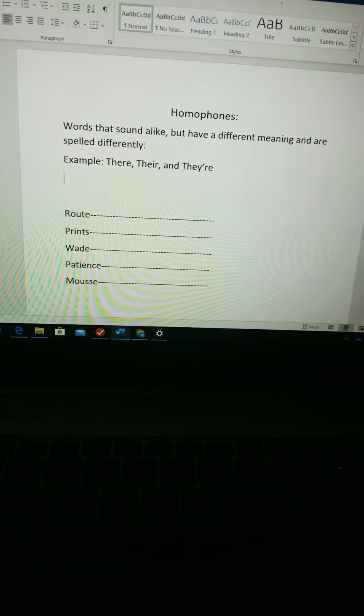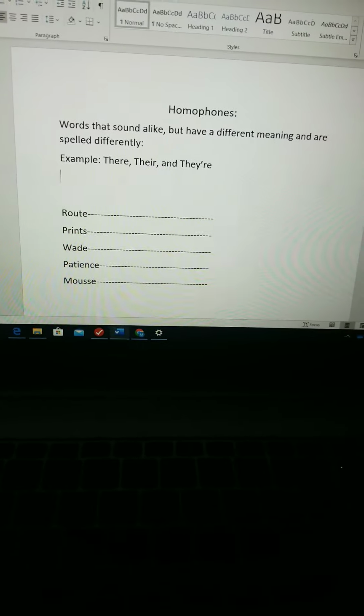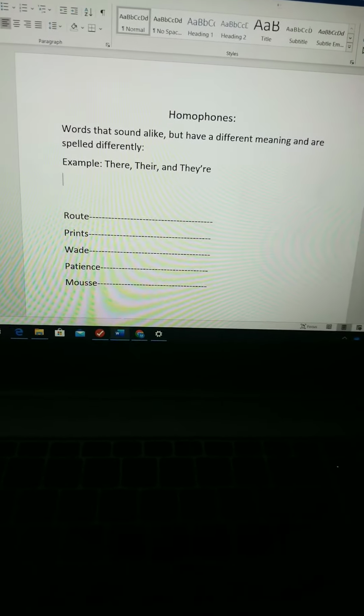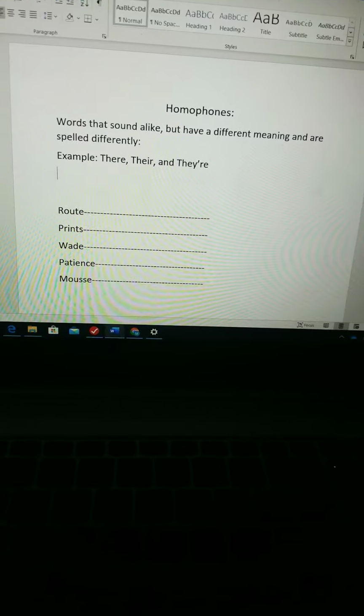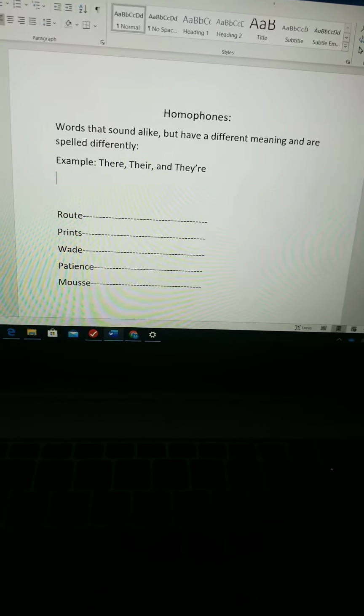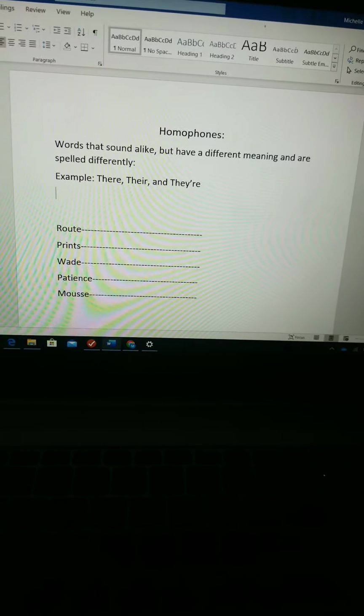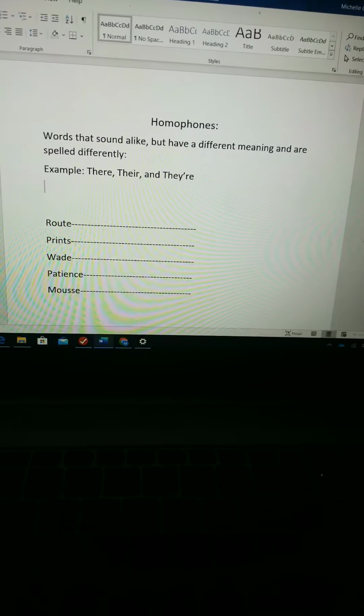So you're finding 1 for route, 1 for prints, 1 for wade, 1 for patience, and 1 for mousse. They should sound exactly the same, but they're spelled differently and they have a different meaning. Tomorrow we're also going to be discussing our weekly wonder story, and please come prepared to discuss one of Maria's problems and how did they solve that problem? What was the solution?